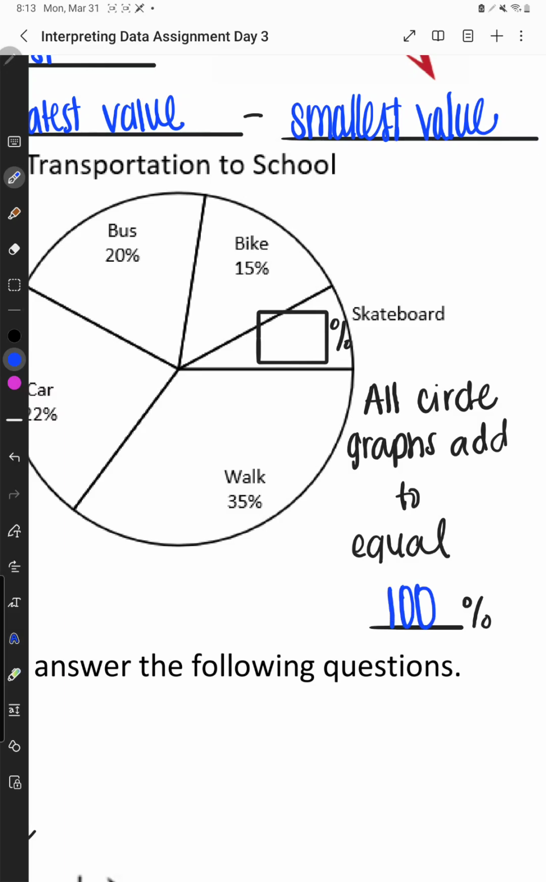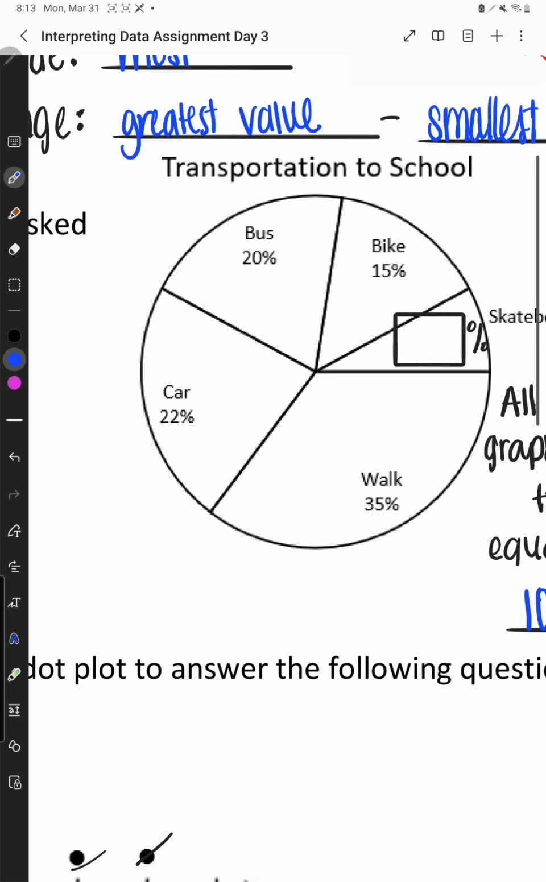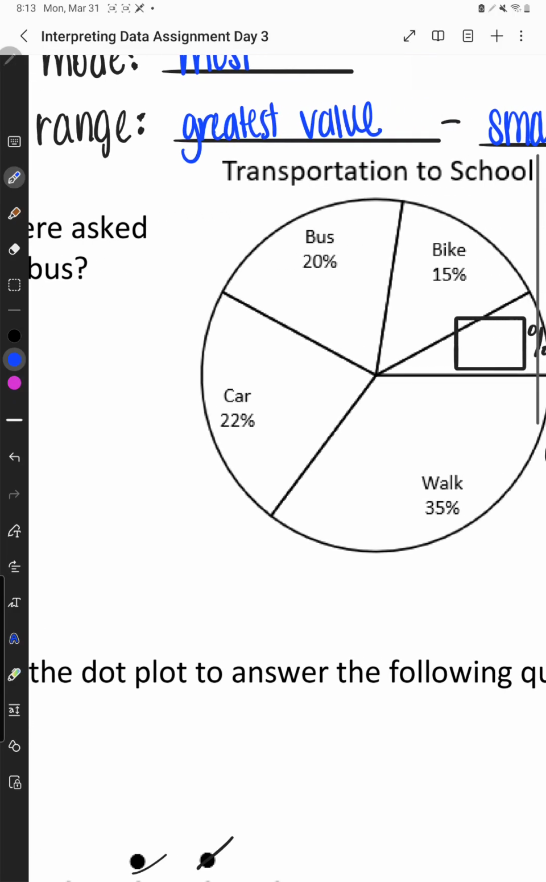So I'm going to take all of the numbers that I know and I'm going to add them together to figure out the missing numbers. So I have 15 plus 20 plus 22 plus 35. 5 plus 2 is 7, and then 7 plus 5 is 12. So I write down a 2, carry my 1. 1 plus 1 is 2. 2 plus 2 is 4. 4 plus 2 is 6, and 6 plus 3 is 9.